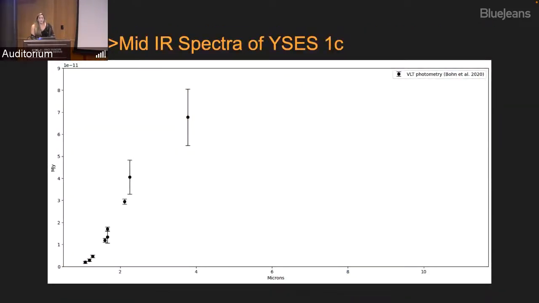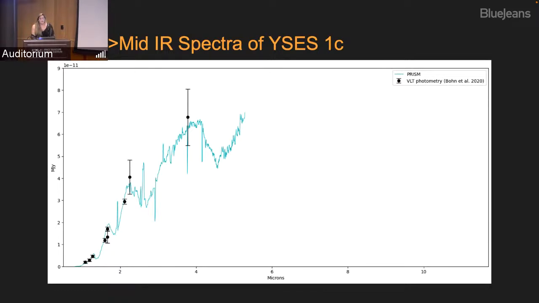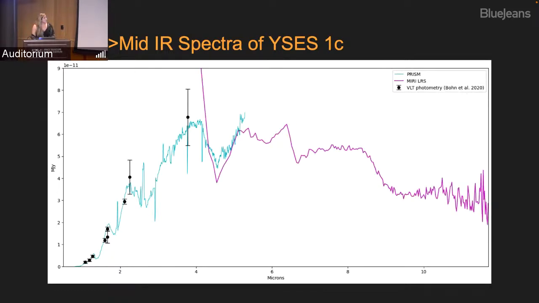I'm going to focus on WISPIT-1c for now. It's farther away from the star. There's less contaminated starlight. So here's the data that we have from the ground. Here's our NIRSpec prism data, the low-resolution data. And then here's our MIRI LRS data, going all the way out to 11 microns.